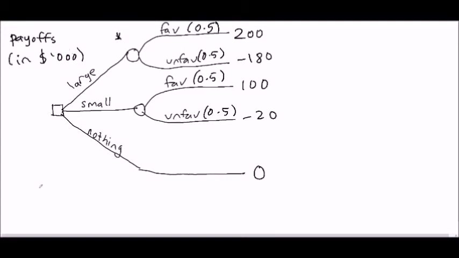At each state of nature node, we calculate the EMV. So for the first node, the EMV is 0.5 times 200 plus 0.5 times negative 180, which is equal to 10. The next state of nature node, the EMV is 0.5 times 100 plus 0.5 times negative 20, which is 40.